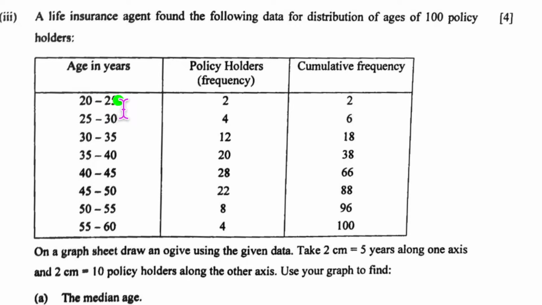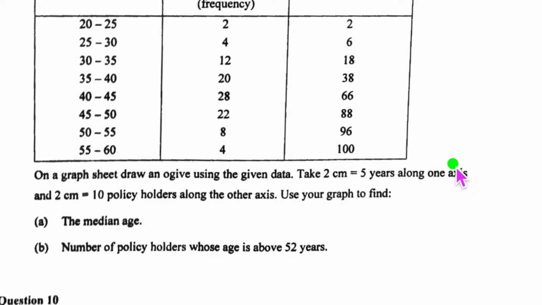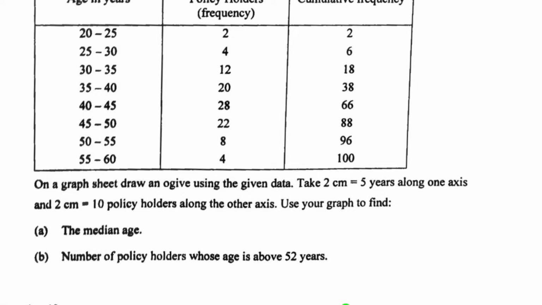So first point would be 25,2, second one will be 30,6, then 35,18, 40,38, 45,60, 50,88, 55,96, and 60,100. So the points are already ready, but we'll write them down in our presentation. On the graph, we have to take 2 centimeters as 5 years along one axis, and 2 centimeters equal to 10 policy holders, and we have to find the median age and the number of policy holders whose age is above 52 years. Let us see how we present the work.